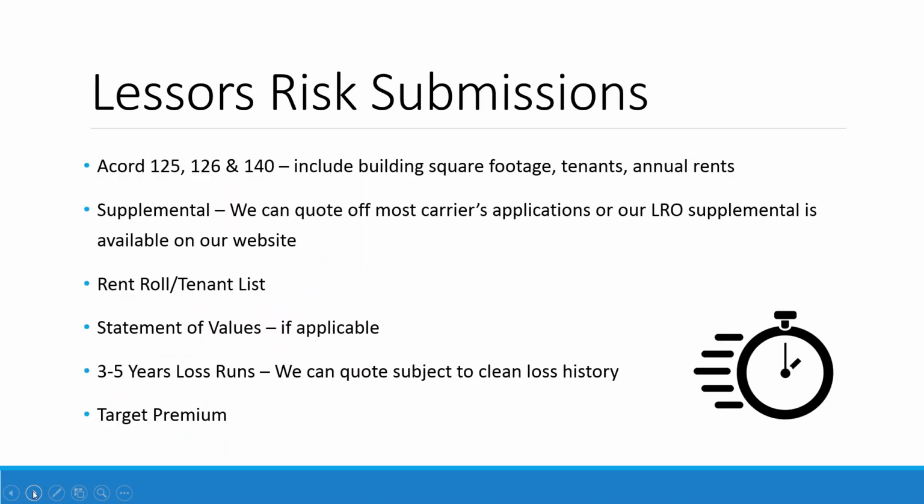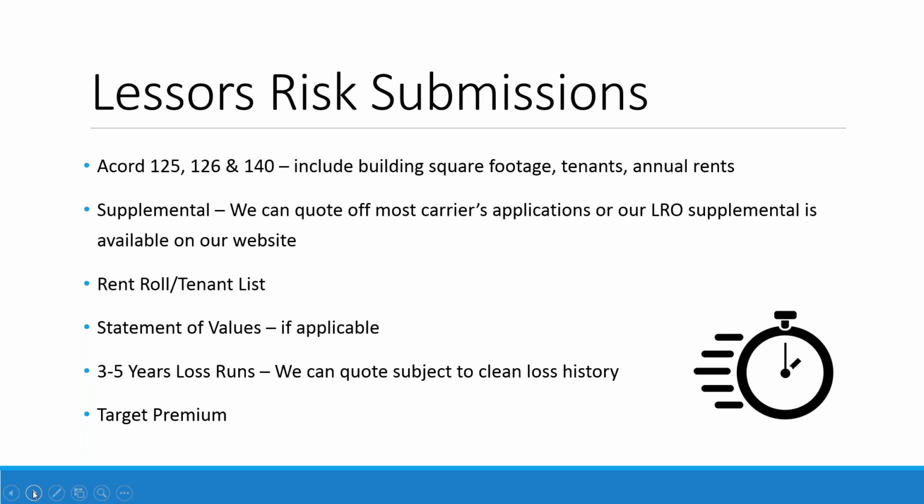And then what do I need to get a submission? I need from you an ACORD 125, 126, and 140. And make sure at least somewhere on there the building square footage is included, the type of tenants, or the annual rents. Again, if you put the tenants in your email to me or you send me a rent roll, that's totally fine. I'll jump down to the rent roll bullet point.